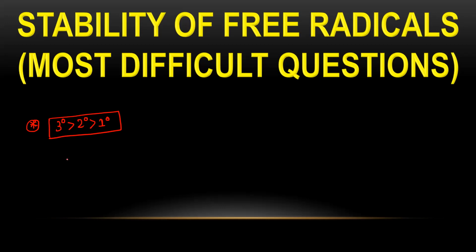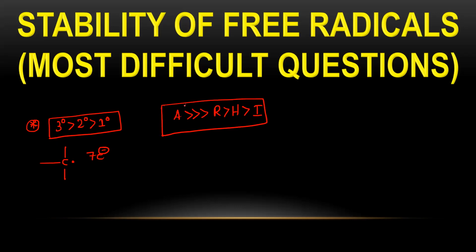First of all, a free radical is C dot with three bonds. It is basically a seven electron species, right? To compare its stability, generally when checking stability order, we give first preference to aromaticity, then resonance, then hyperconjugation, then inductive effect. But in case of free radicals, you should not consider aromaticity. Why? Because it is a seven electron species. It will always be non-aromatic.